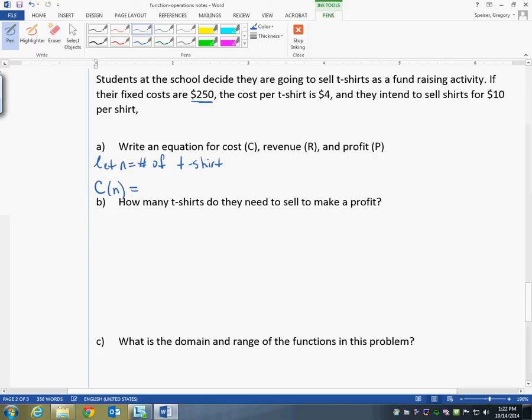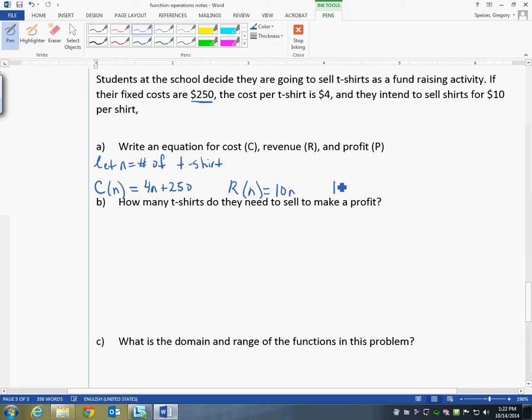Okay, so the cost is $250 plus $4 per t-shirt. So let's put this in. I could say 250 plus 4n, but I'm going to put the 4n plus 250 first, because then it's in that nice y equals mx plus b form. So if they make one t-shirt, it's going to cost $254, and so on. The revenue, that's how much money that they take in. They sell the t-shirts for $10 per shirt, so it's going to be 10n.